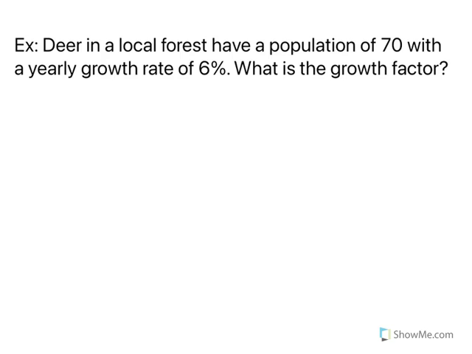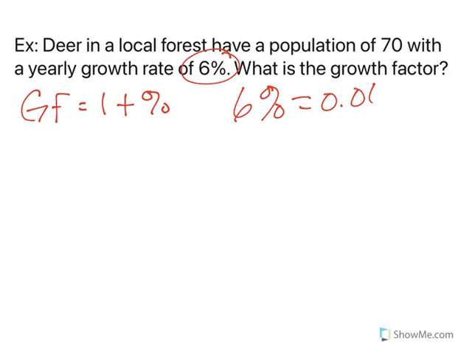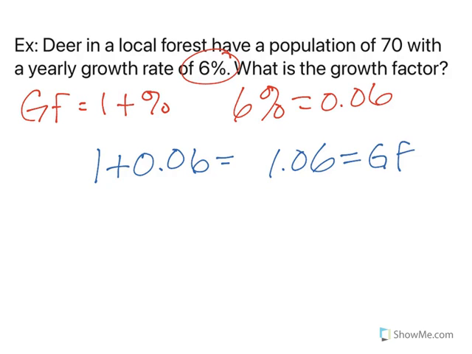Let's do some examples. Deer in a local forest have a population of 70 with a yearly growth rate of 6%. What is the growth factor? Now you can see in this we have a percent increase. So we're going to think of growth factor as 1 plus the percent increase. Because remember, the growth factor should always be greater than 1. So 6% is the same as 0.06. So I'm going to have 1 plus 0.06 equals 1.06, and that is my growth factor.